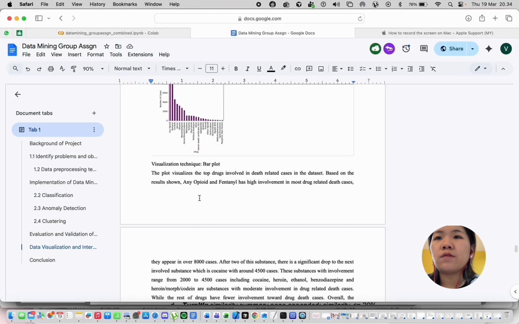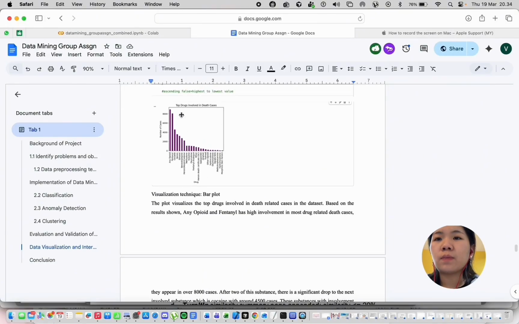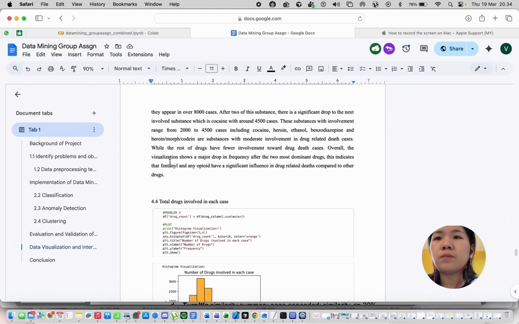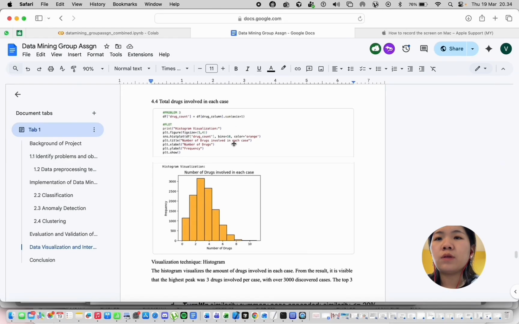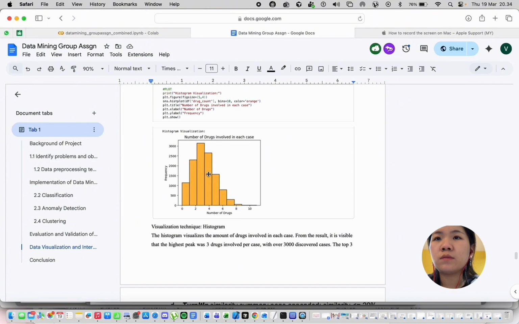And then next we have total drugs involved in each case. So basically this histogram visualizes the number of drugs each individual takes. And here we can see that the peak is around 3,000 cases with people taking 3 drugs at the same time. Oh sorry, I mean in each case.